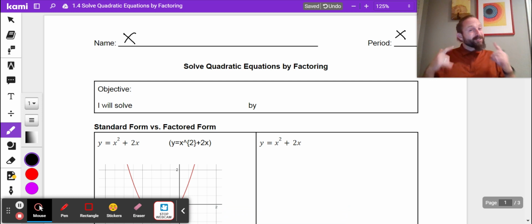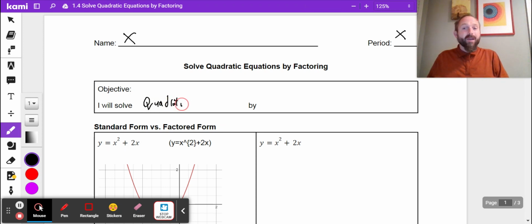So our objective for today is to solve quadratics, or more specifically, quadratic equations by factoring.